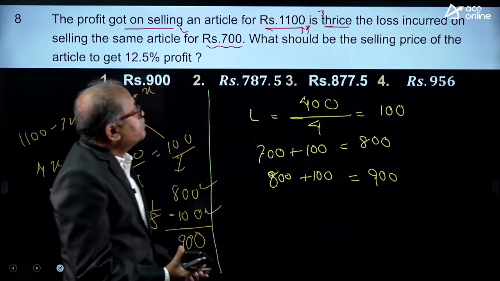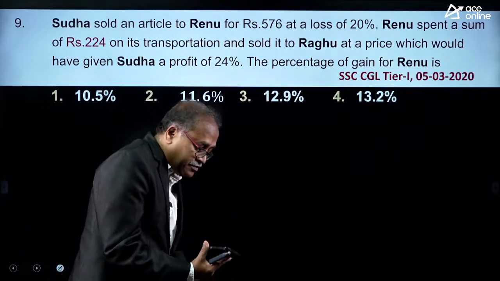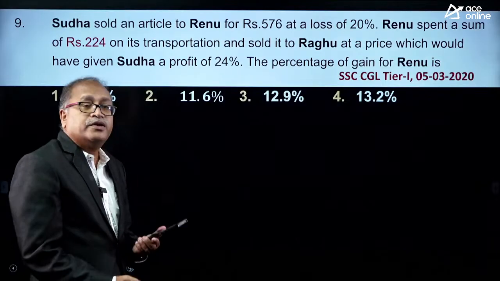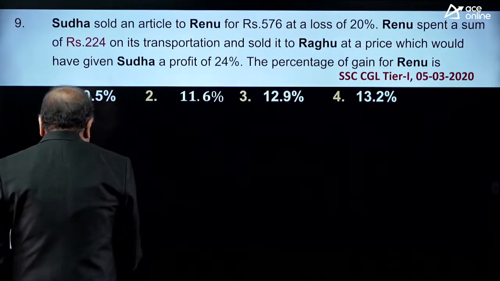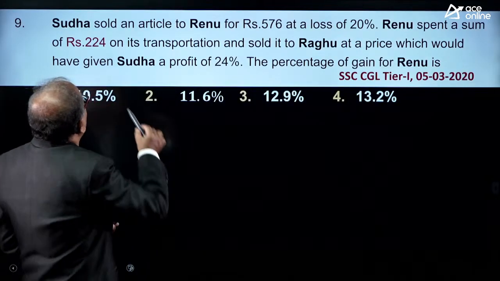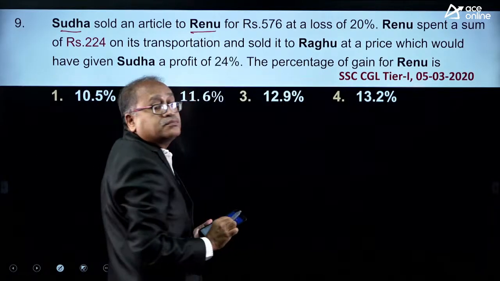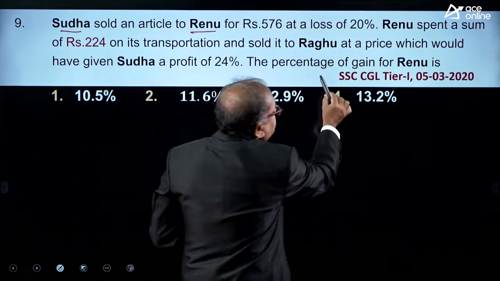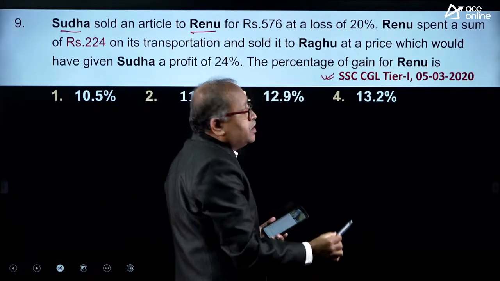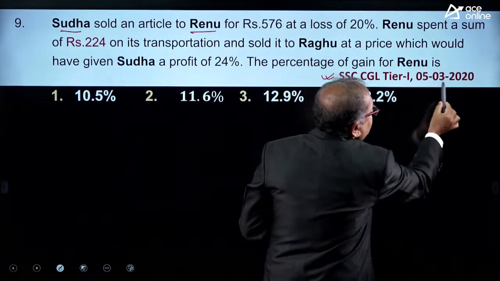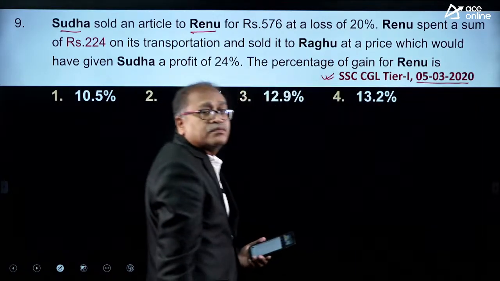Now moving on to the next question, and hope everyone is practicing it for yourself. It's not for me, it's for anyone. Sudha sold an article to Renu. This is a previous year question. Look at this one. That is SSC CGL Tier 1 of 2020.